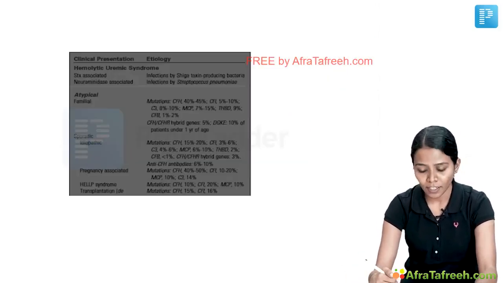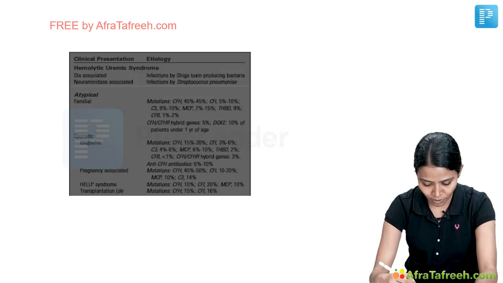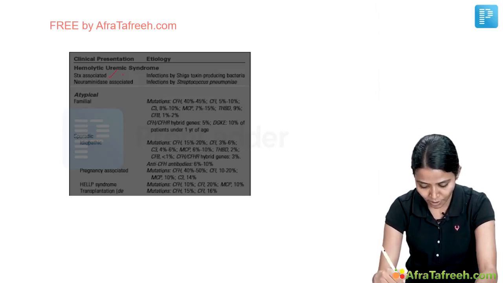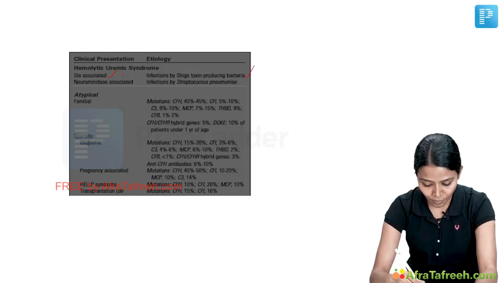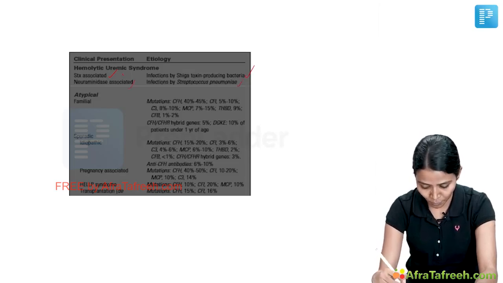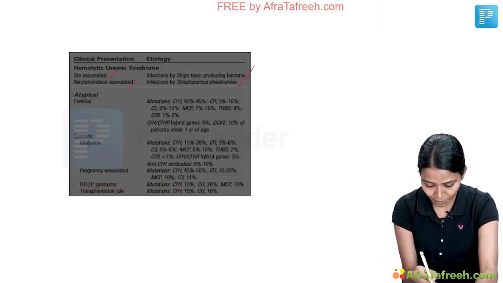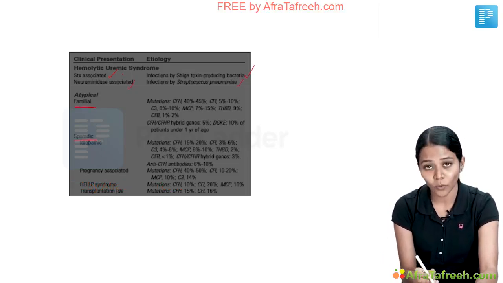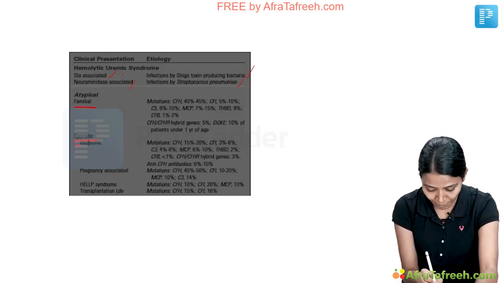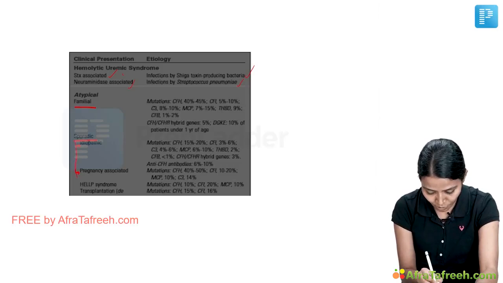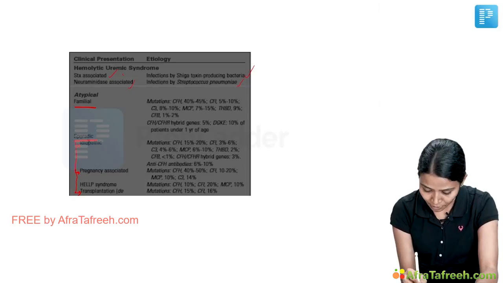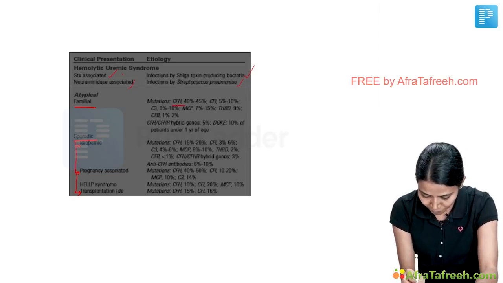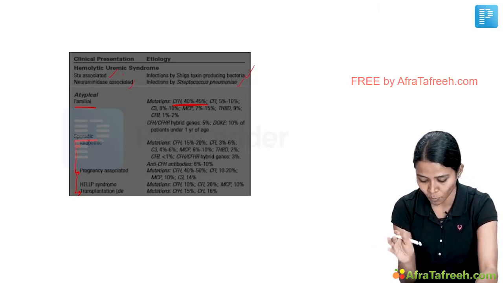Now, here you can see the disease and its etiology. In HUS, if it is Shiga toxin associated, it is infection by Shiga toxin producing bacteria, and in neuraminidase associated, it is by Streptococcus pneumoniae. Atypical has multiple causes. It can be either familial or sporadic. Under sporadic there are multiple headings. It can be idiopathic, pregnancy associated, or transplantation associated. Under familial, the most common, you can see, is complement factor H mutation. This is the most common.